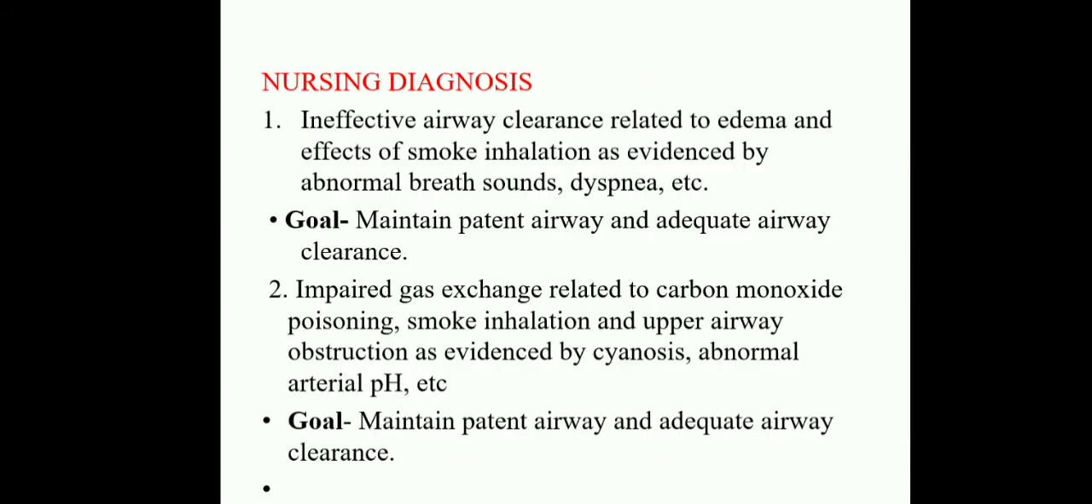Coming to the nursing diagnosis, the first nursing diagnosis is ineffective airway clearance related to edema and effects of smoke inhalation as evidenced by abnormal breathing, breath sounds and dyspnea, etc. The goal is to maintain the patient's or child's airway and adequate airway clearance. The second nursing diagnosis is impaired gas exchange related to carbon monoxide poisoning, smoke inhalation and upper airway obstruction as evidenced by cyanosis and abnormal arterial pH. The goal is to maintain the patient's airway and adequate airway clearance.